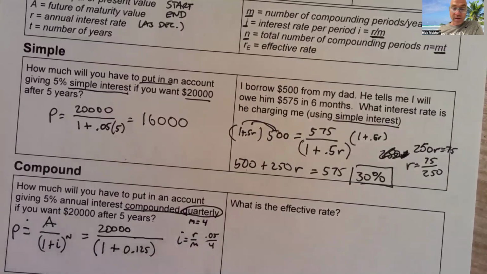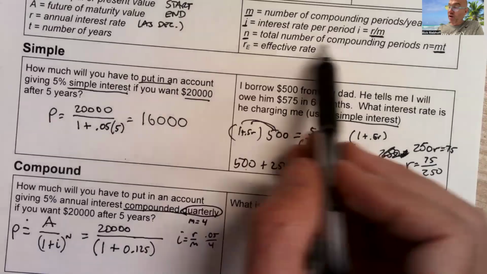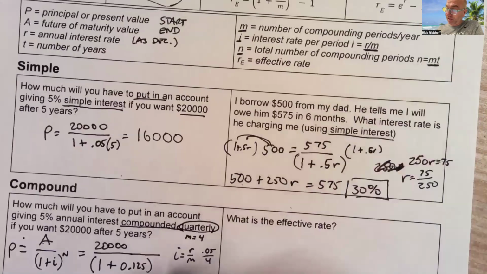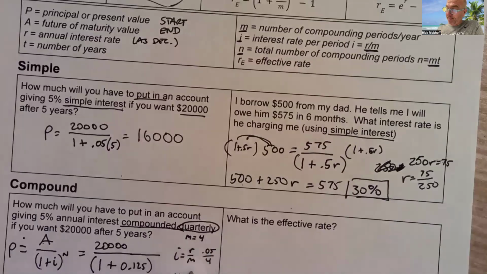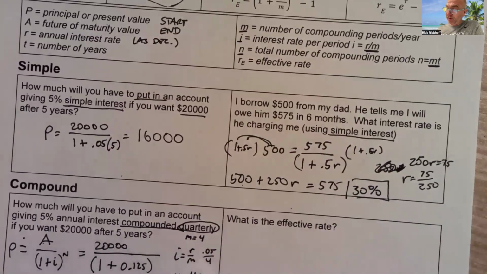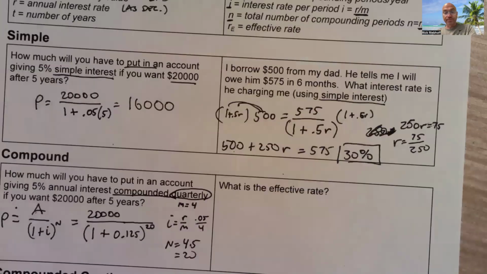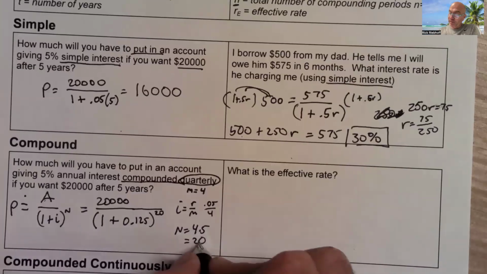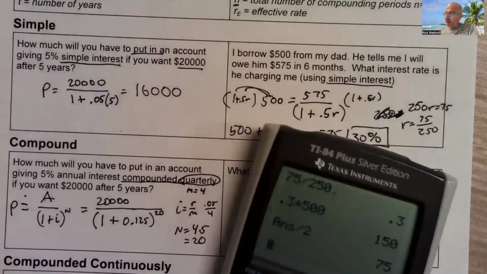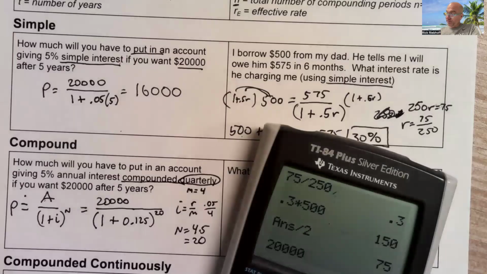So that's going to be 0.0125. I could use my calculator for that if I need to. And then this is going to be to the n. And what is n? Total number of compounds. n is m times t. n is equal to m times the time, which is 5 years. So that's 20. So it's going to be to the 20th power. Cool. All right, so let's plug that in. That looks like 20,000 divided by 1.0125 raised to the 20th.